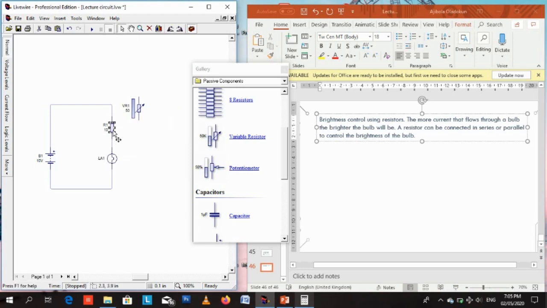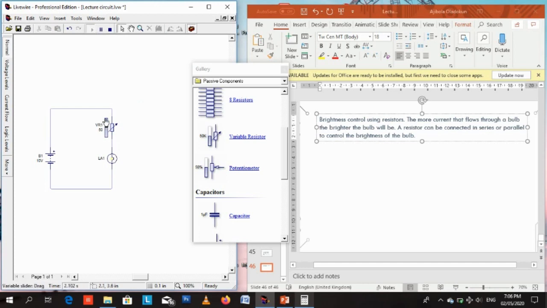So let me remove this static resistor. I replace it with a variable resistor whose resistance value can be altered, can be varied. So let's connect it. Remember, terminal 2 to 1. That shows that it's a series connection. So let's simulate. It's very dim.